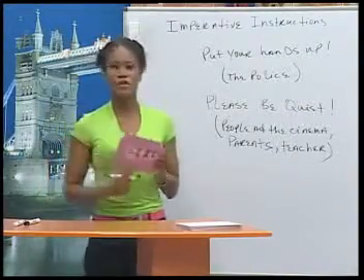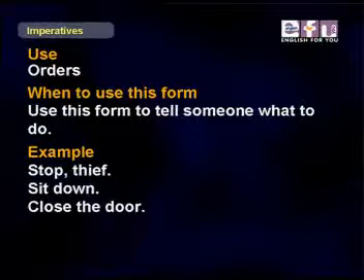Look again at your screen. All right, we can use imperatives to give orders. So we use this form to tell someone what to do. For example, we can say, "Stop, thief. Sit down. Close the door." Those are all telling someone to do something.